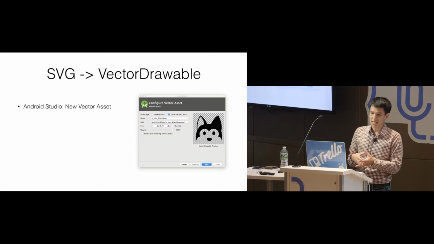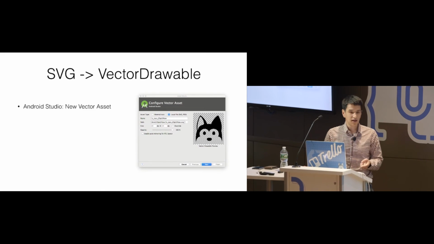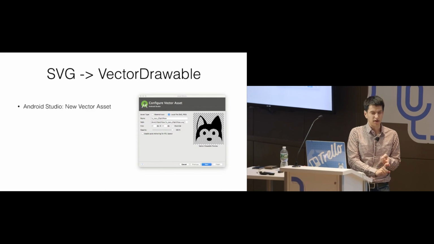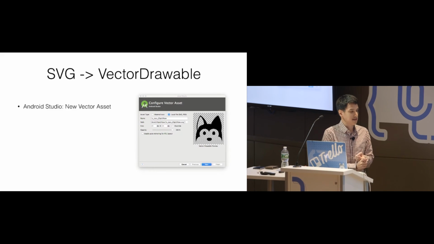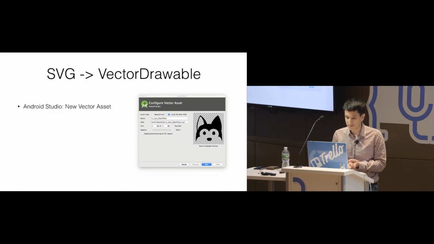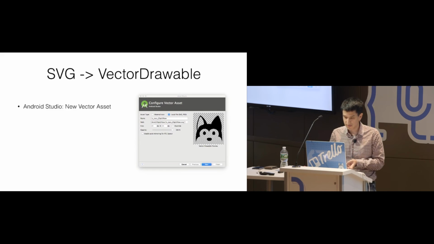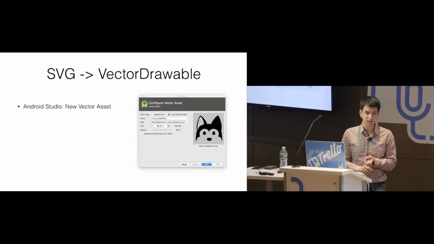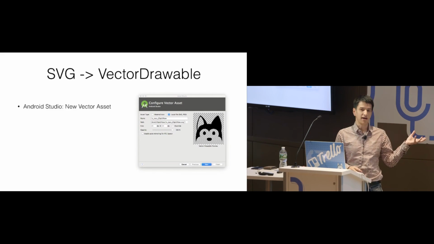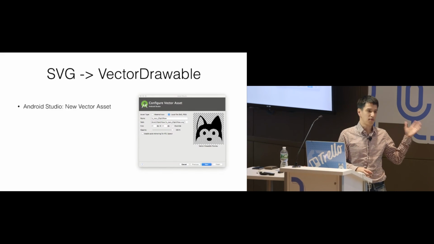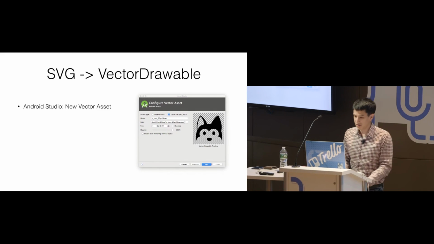But there are a few limitations there that have always sort of bothered me. One is that it doesn't actually work with all SVGs. It only works with a subset of them, and it turns out the SVGs we get from the Trello designers don't work with it that well. The other is that it just isn't very automatic. Every time you want to import a new SVG, you have to go through this wizard.